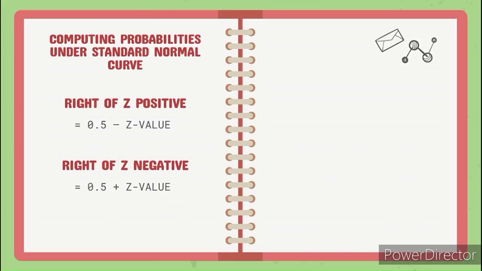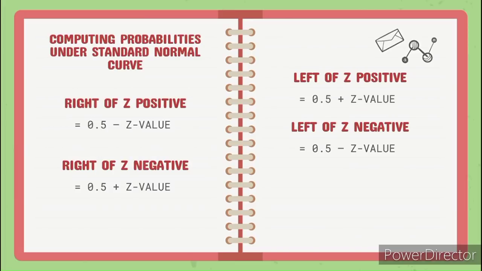Second, right of Z negative: 0.5 plus Z value. Ang dali-dali lang i-memorize niyan. Third is the left of Z positive: 0.5 plus Z value. And we have left of Z negative: 0.5 minus Z value. And last, kapag ang given naman is in between, subtract the Z values.